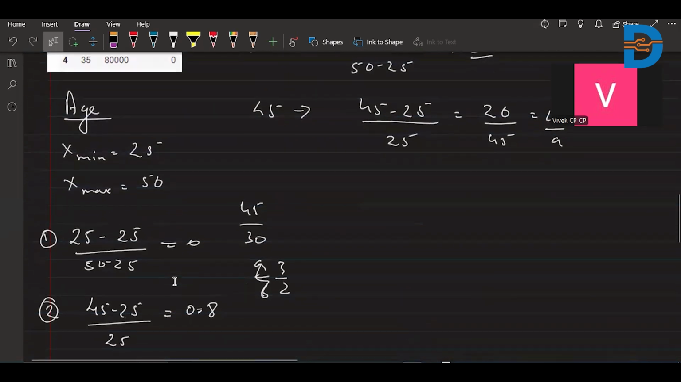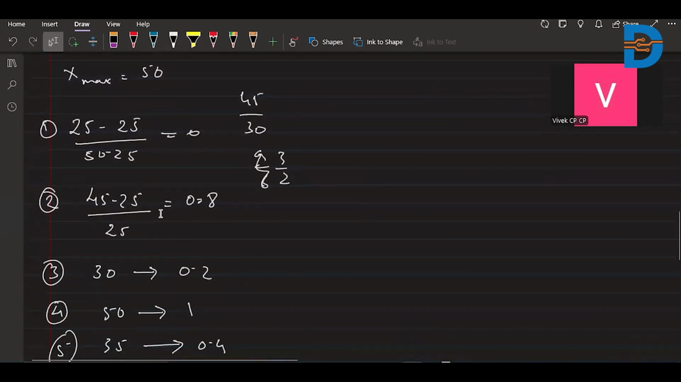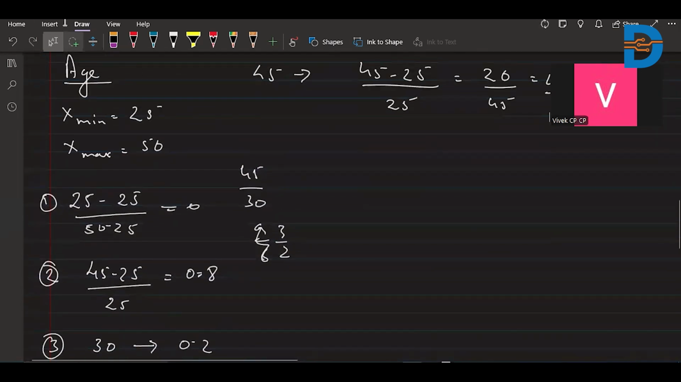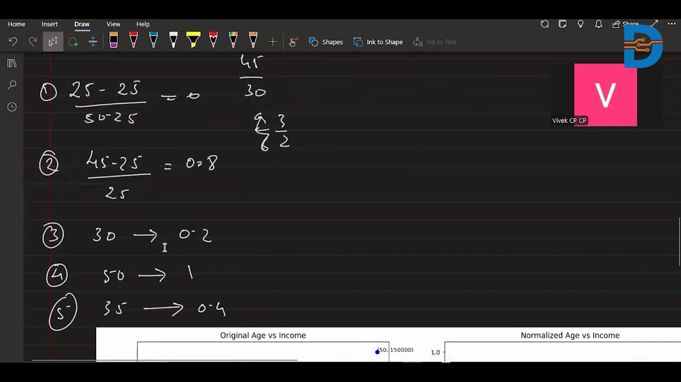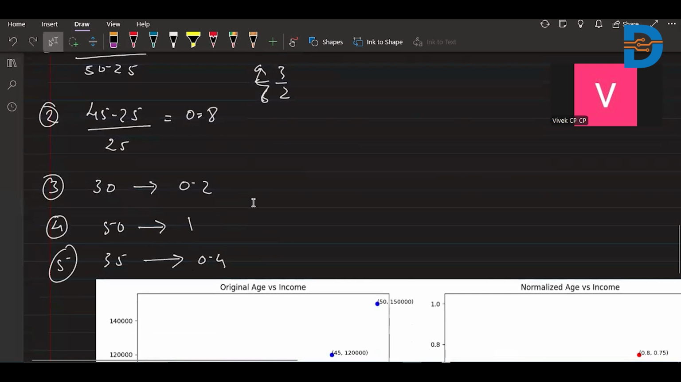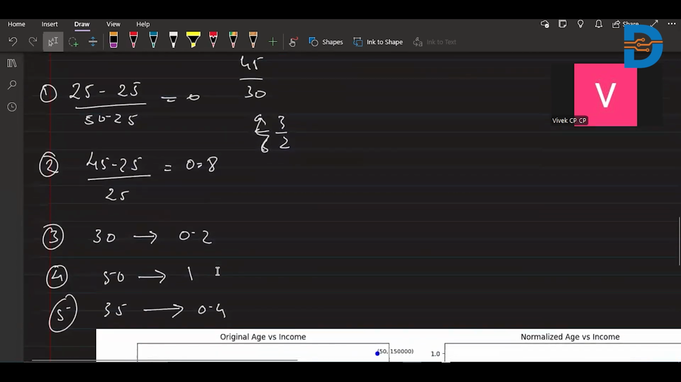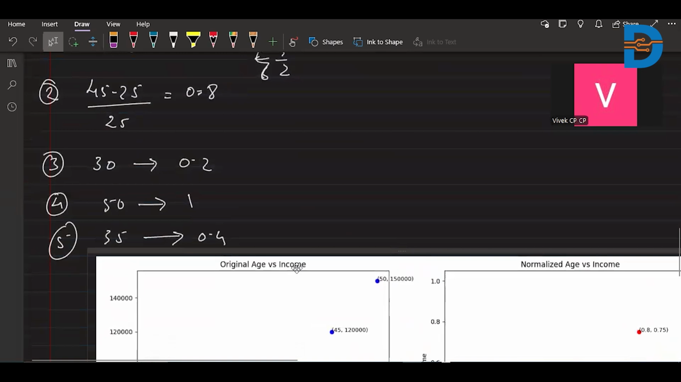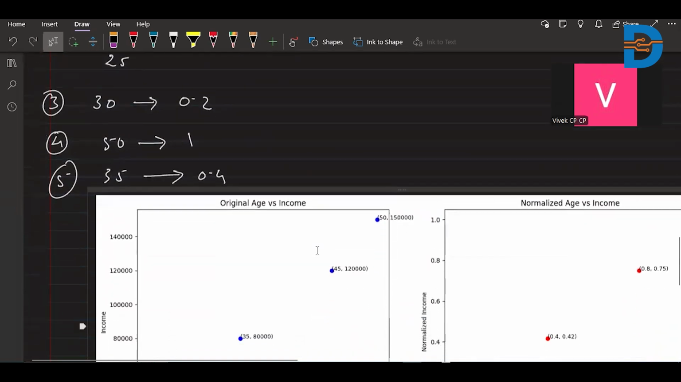So similarly, I've calculated the scaled value of all of your ages, and you would see just the way that 25 was getting scaled to 0, the maximum value in your age feature, that is 50, is going to get scaled to 1. And everything else is going to be in between. So this is how min-max scaling works. You're basically bringing all of your values to a range of 0 to 1. Now you would have questions over here. If I'm doing that to age and income both, would not that distort the relationship between these two variables or something? So let's have a look at that.